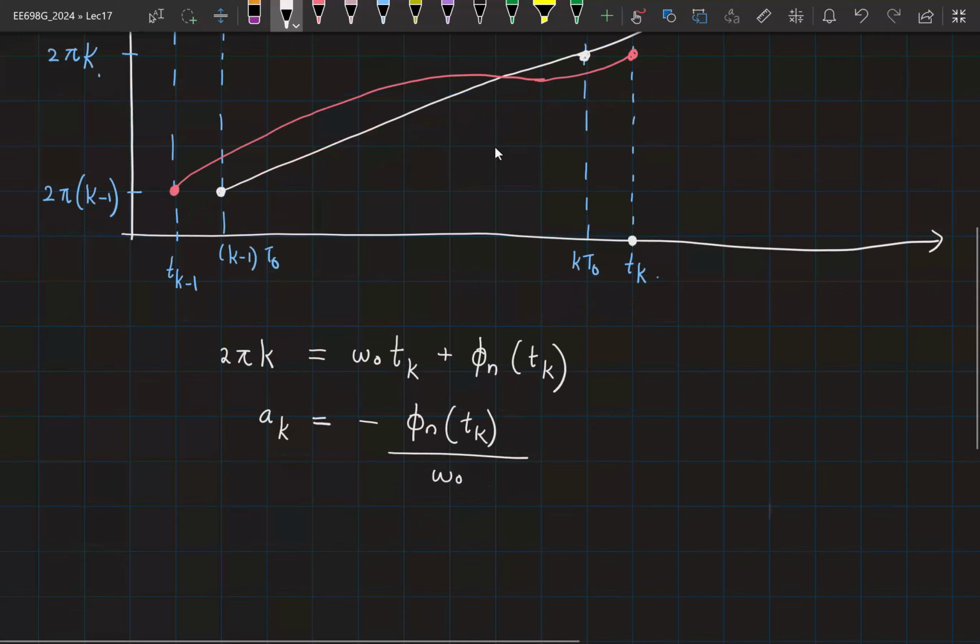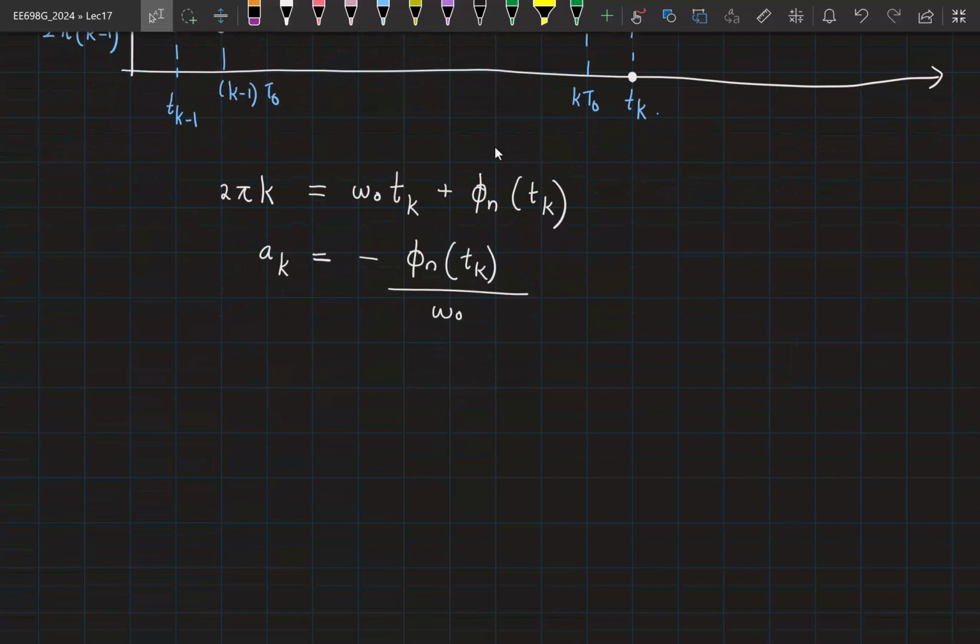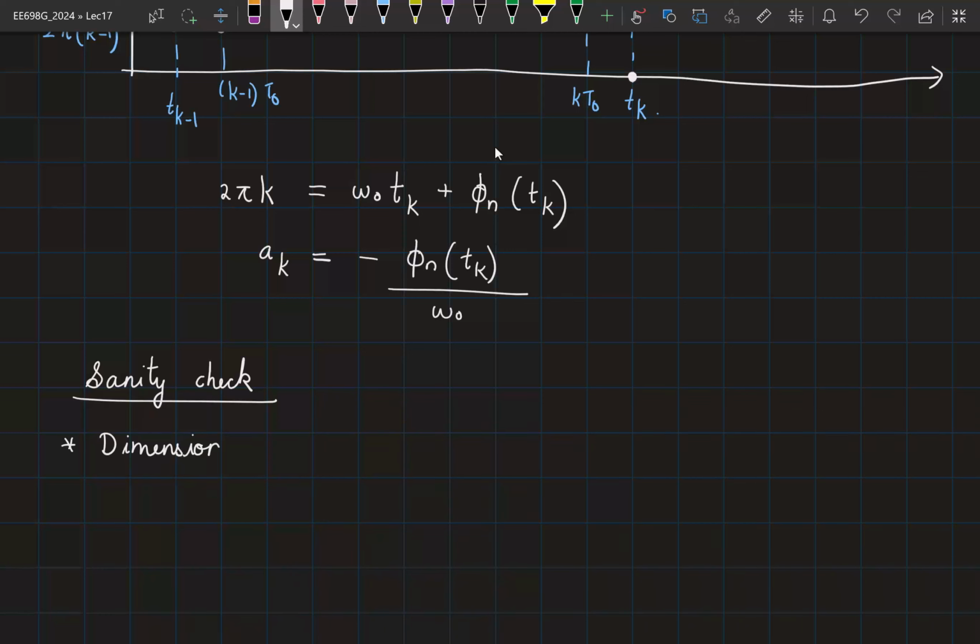The immediate next step to do is to do a sanity check. So can you tell me if it's dimensionally consistent? Yes. What is the dimension of the LHS? It is in seconds. RHS is also in seconds, right? So dimensionally this is fine.